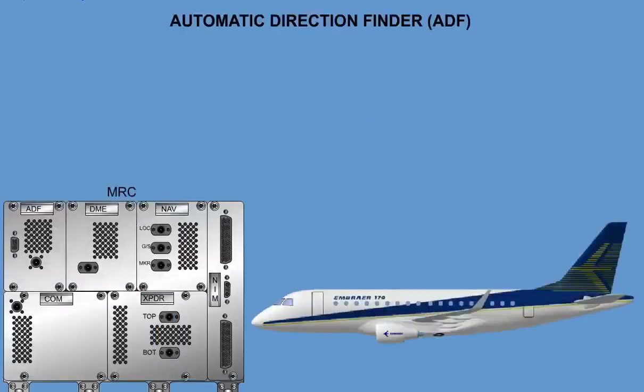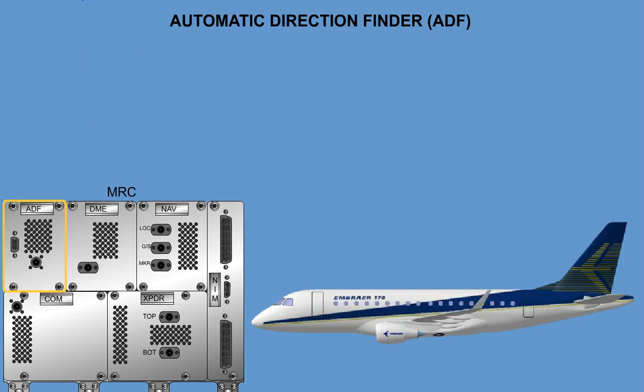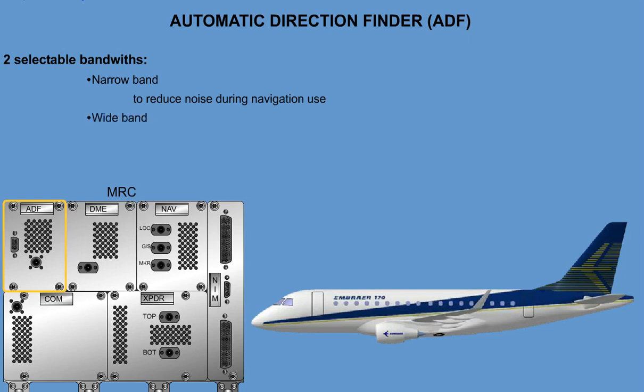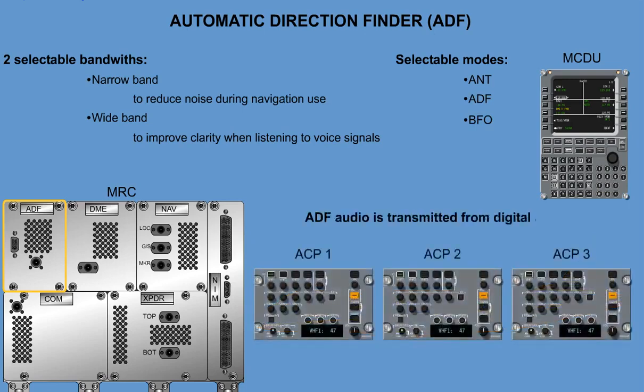The Automatic Direction Finder system is an integrated part of the EPIC Avionics suite. The ADF module enables en route and terminal navigational and area guidance. The ADF has two selectable bandwidths: a narrowband mode to reduce noise during navigation use, and a wideband mode to improve clarity when listening to voice signals. The selectable modes are antenna, ADF, and beat frequency oscillator. ADF audio is transmitted from the digital audio bus to each audio panel in the system.